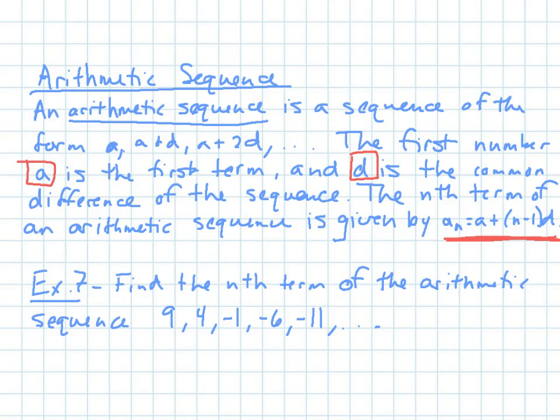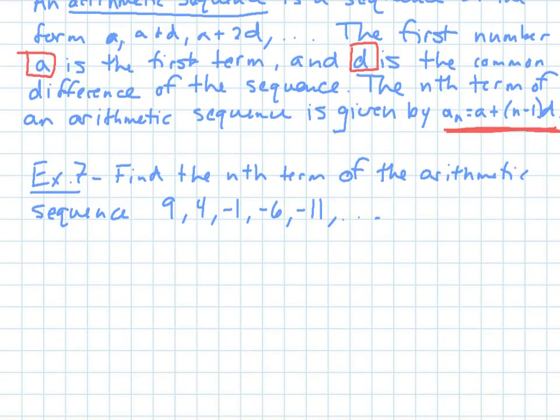Okay, so here we want to be able to find the nth term, meaning the formula of the arithmetic sequence 9, 4, negative 1, negative 6, negative 11. Okay, so the first things we need to do is find a and find d, and then we just get to plug them in. So a is the first term, so it looks like the first term is 9. Okay, it's not the smallest term, it's always just the first one in the sequence, where you're starting.